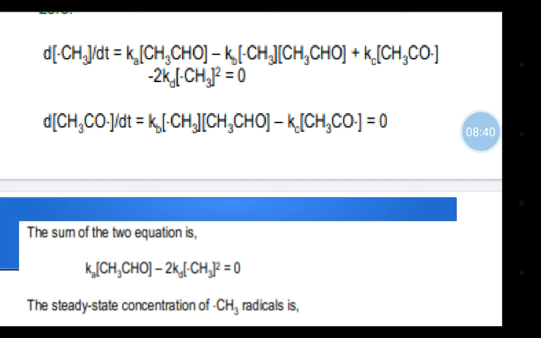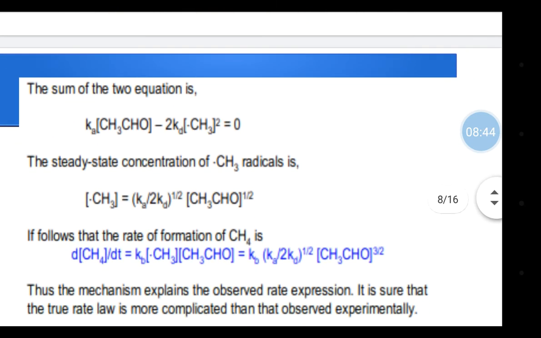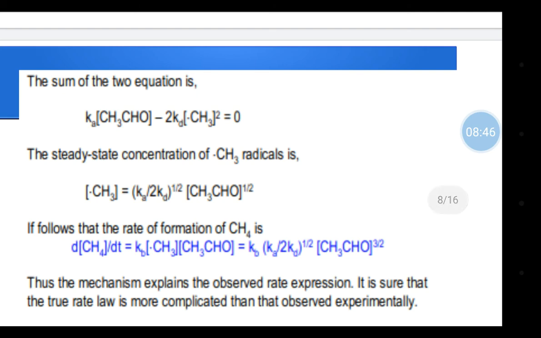You may take the sum of these two equations and then you may derive from it the concentration of methyl free radical. Do it in your notebook. See whether you are getting these equations as given in this presentation.